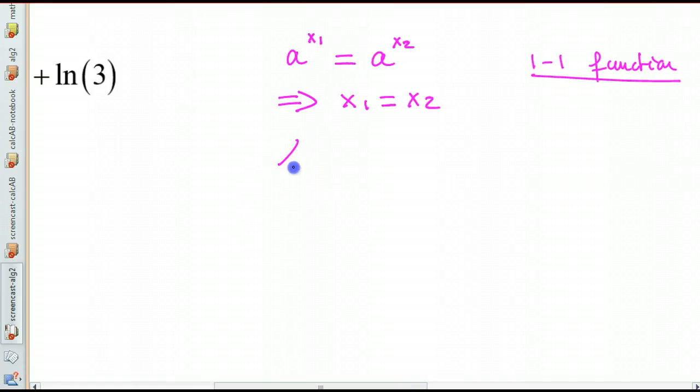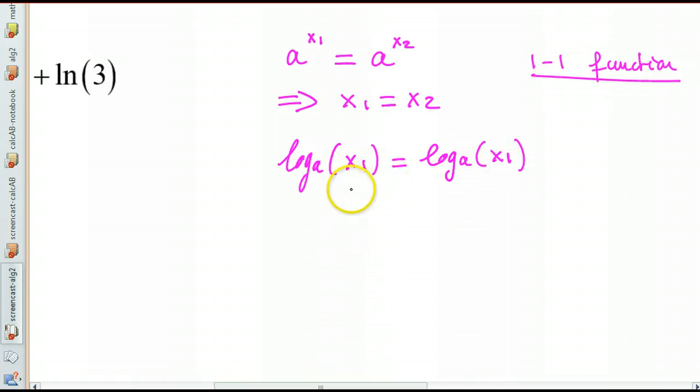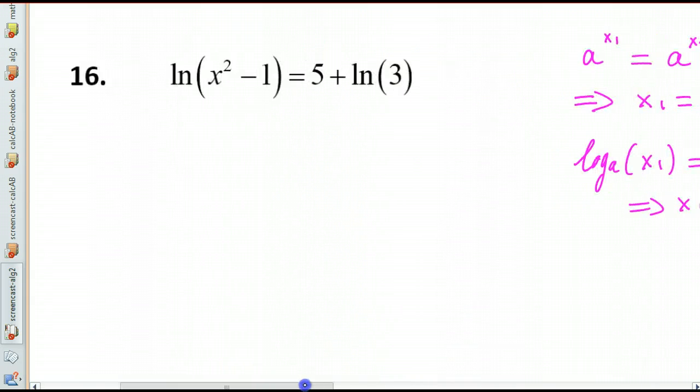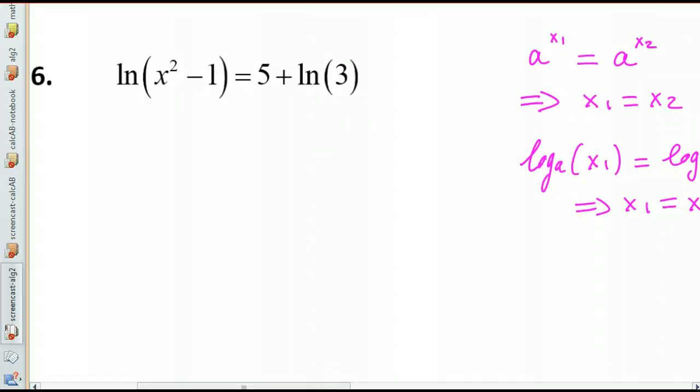And so if you have, I'm going to use base a, an equality of outputs of two logs, if two logs are equal, then the input must also be equal. So that's what we're going to use. Again, there are different methods to approach this kind of problem. Let's try this one. So I need an equality of logs.